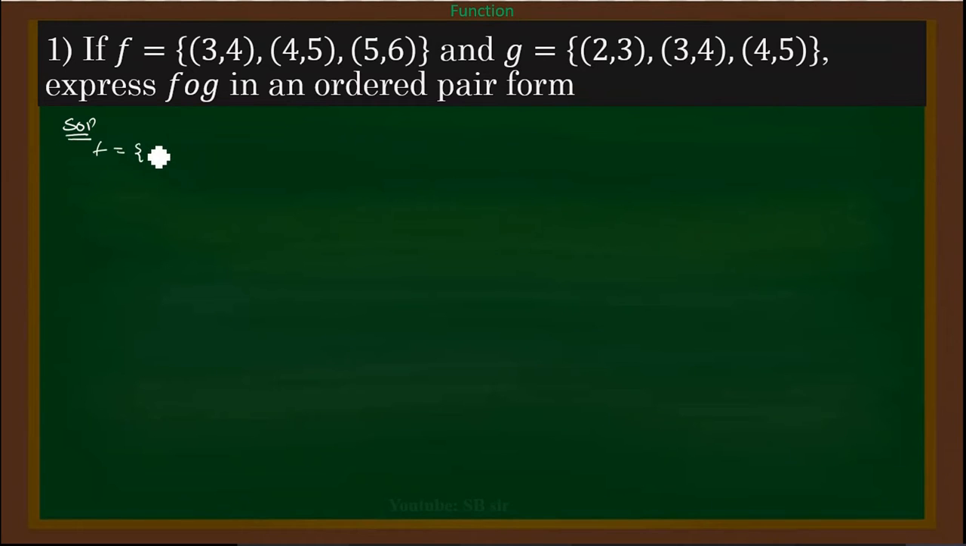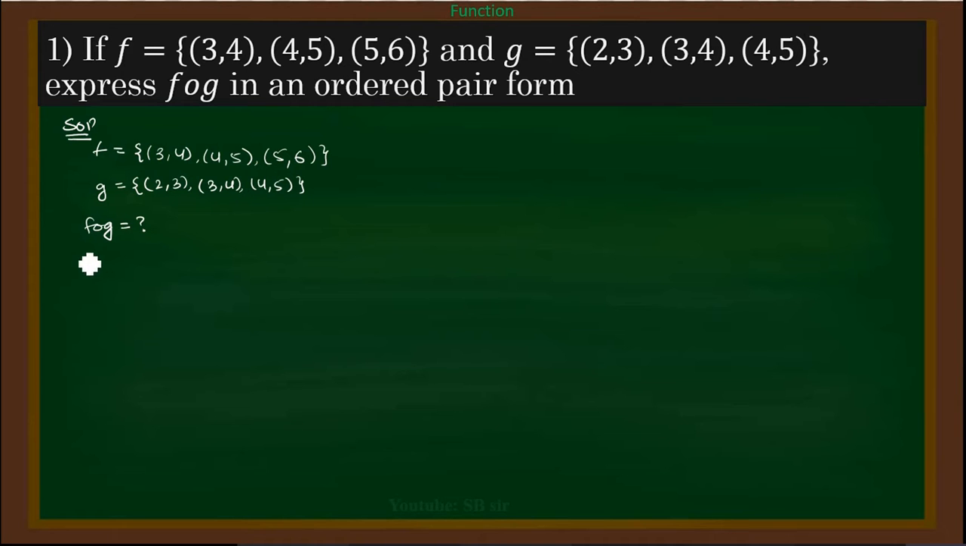Here f is equal to (3, 4), (4, 5), and (5, 6). These are the three ordered pairs of the first function, and we have another function g also. g is equal to (2, 3), (3, 4), and (4, 5). Our question is demanding us to find f composite g in ordered pair form. So let's use the arrow diagram to find f composite g.